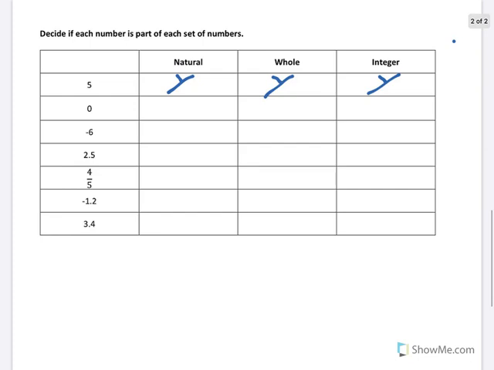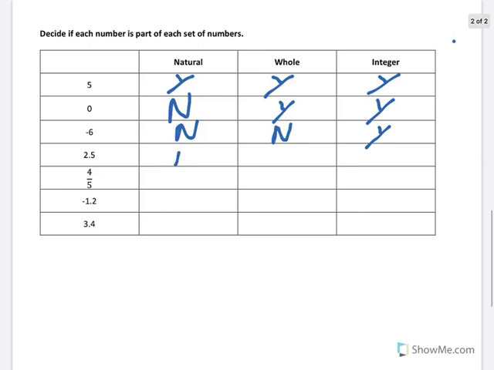Is 0 a natural number? No. Natural numbers start at 1, but whole numbers have 0 and integers have 0. Negative 6 is no for natural number. It is no for a whole number. Neither of those have negatives, but integers do, so it is a yes for an integer.